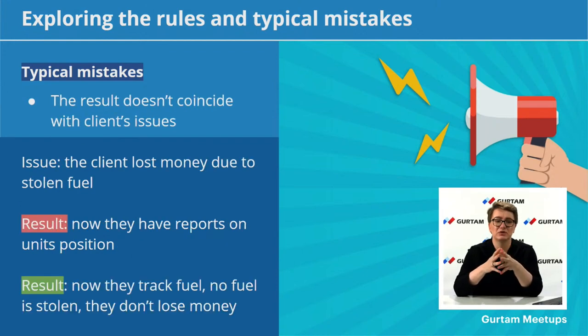Now the next typical mistake is when you have a business result in your use case, but it doesn't coincide with the client's issues. You can see the example on the screen: the issue was that the client lost money due to stolen fuel, and the result is described as now they have reports on unit's position. This is not right. If we think a little bit, maybe we can find a thread which connects this issue and this result, but we can do better. The better result is now they track fuel, no fuel is stolen, and they don't lose money. Here's the business result, and more importantly, it is connected to the issue you described earlier in your text.